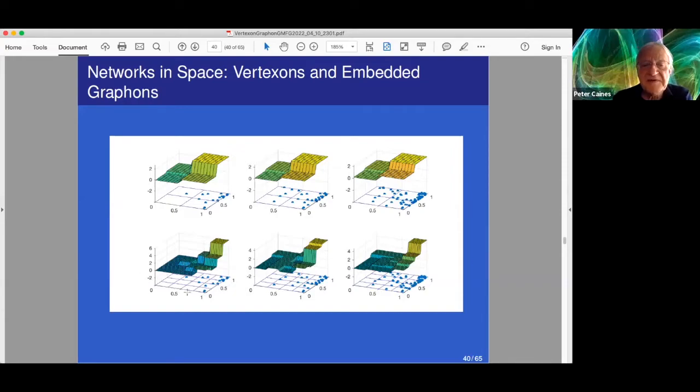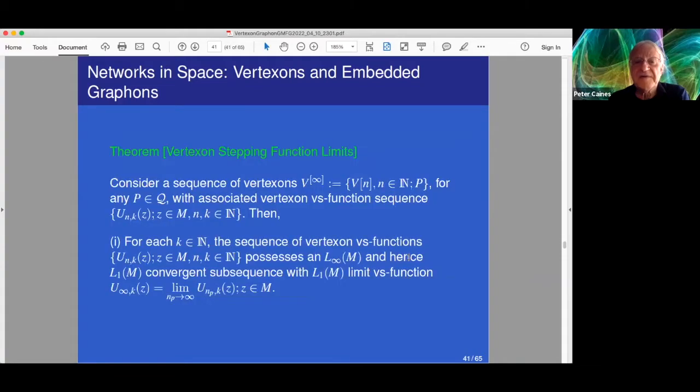So here it is with four by four, and you can see now that the number of steppings remains the same, but the values are changing as we put in more and more points. So that's the key picture.